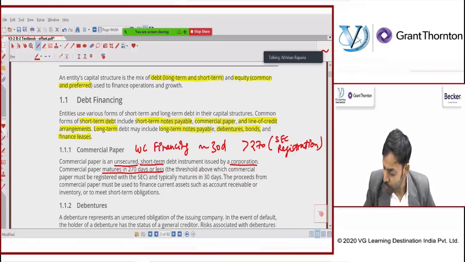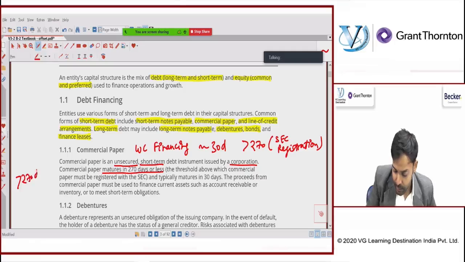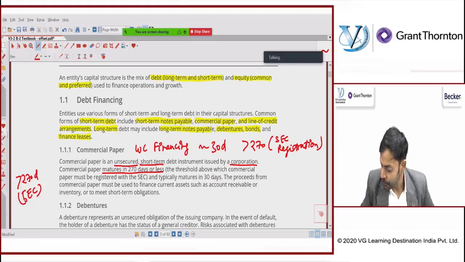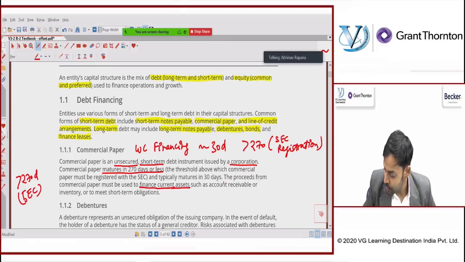The threshold above which the commercial paper must be registered with SEC. So that means if it is more than 270 days, you have to do the SEC registration, right? Then the proceeds from the commercial paper must be used for financing the current assets or inventory or to meet the short-term obligation. So it's basically the working capital financing.